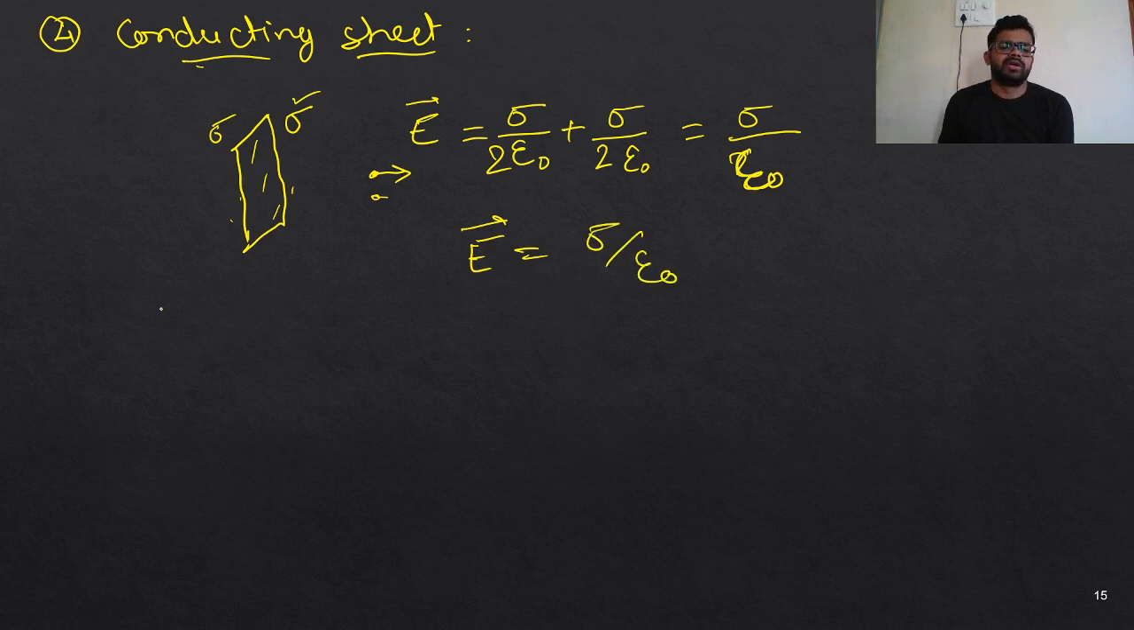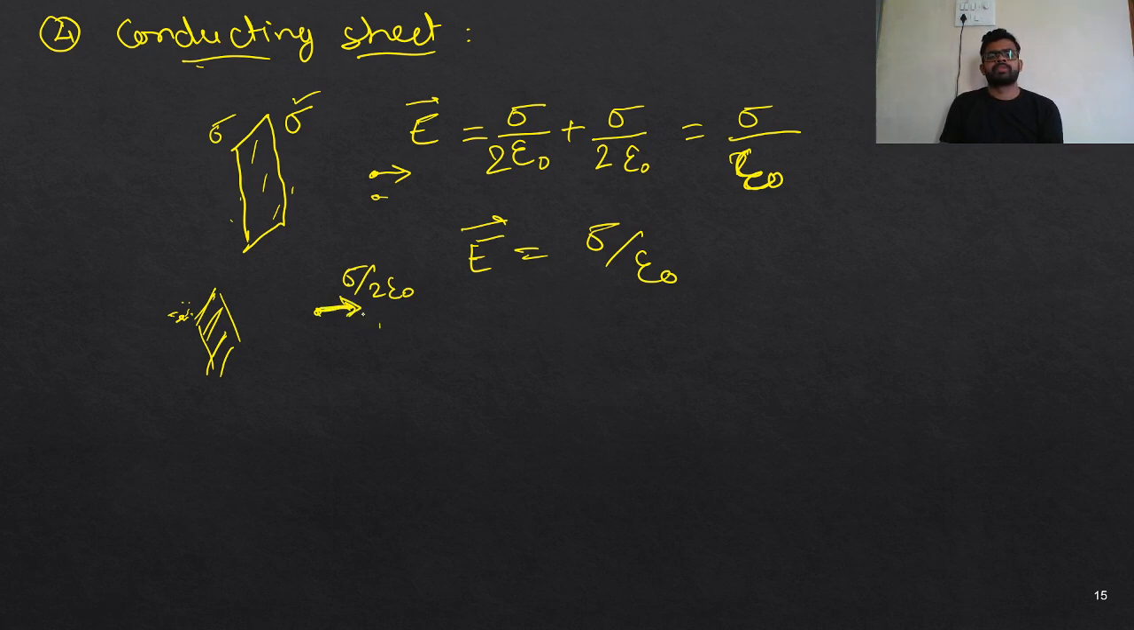How? Listen, this is a sheet, so I will consider there are two surfaces. Because of one surface at this point, the field is sigma upon 2 epsilon naught. So this is because of one side, and there is another side, the back side. The back side also has sigma, so because of that also the field will come here, that is sigma upon 2 epsilon naught. Both of these are added and we are getting sigma upon epsilon naught.